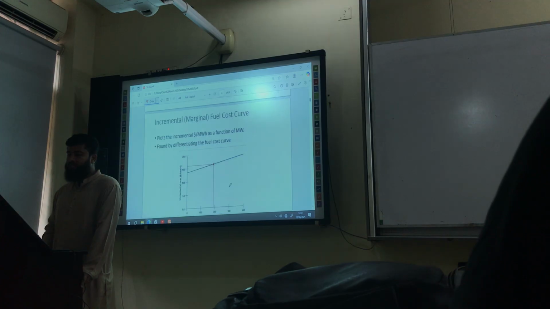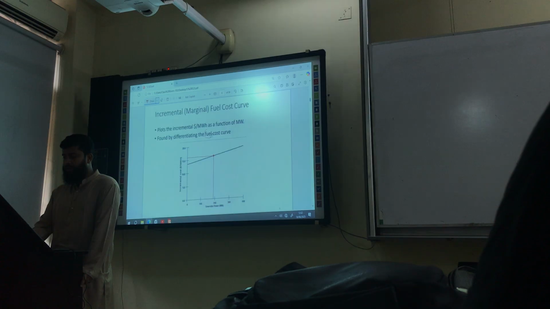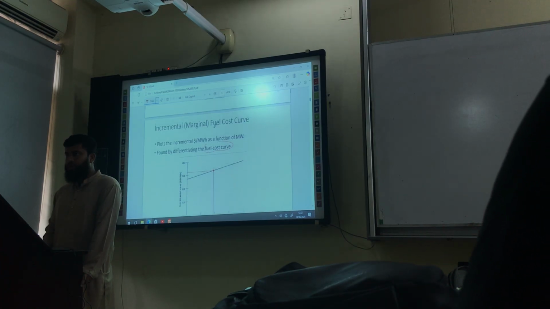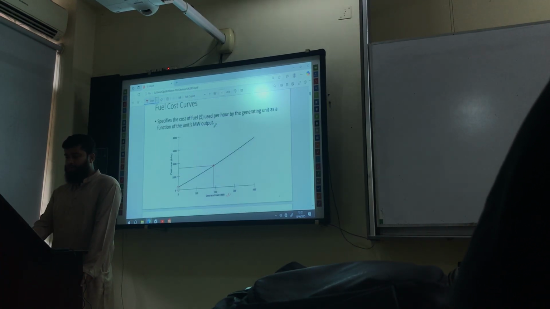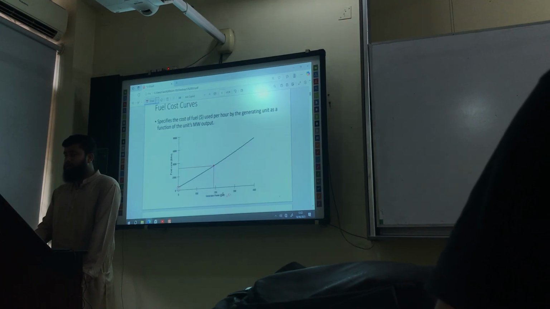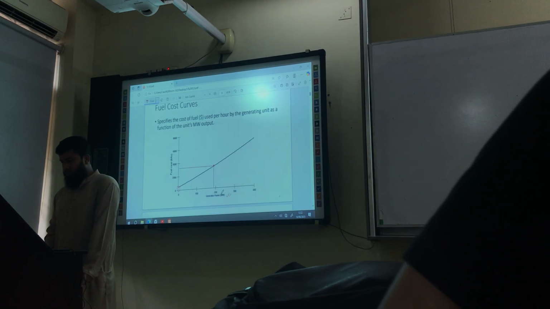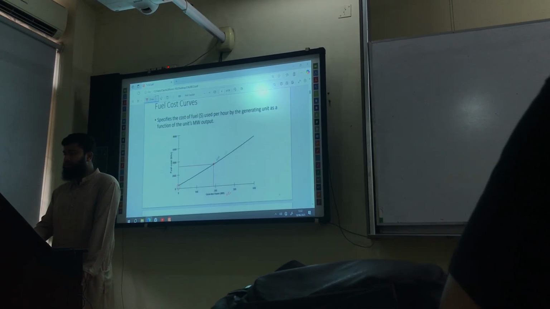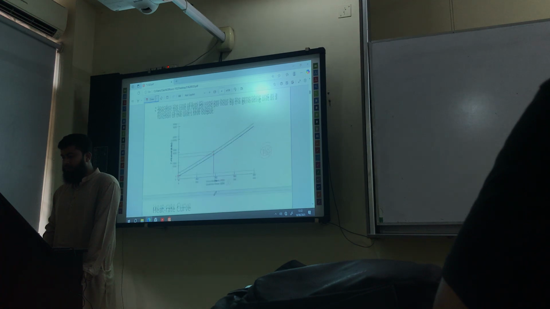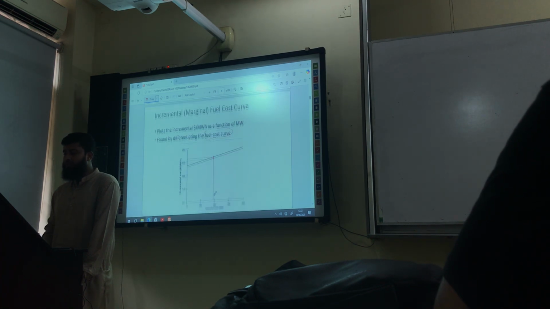Then the last curve is the incremental or marginal fuel cost curve. So what is the incremental or marginal fuel cost curve? It can be found by differentiating the fuel cost curve. You will see the fuel cost curve here, which is the fuel cost in dollars per hour with respect to the generator power in megawatt. If you differentiate this curve with respect to the generator power, you will get this incremental or marginal fuel cost curve.